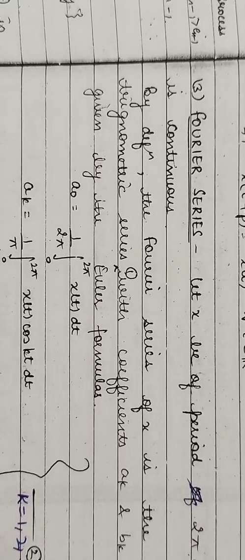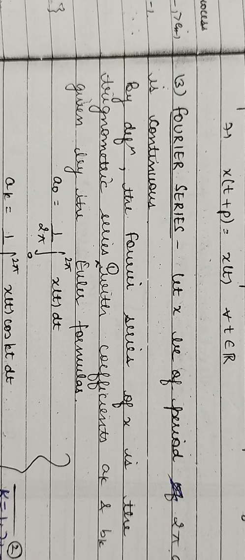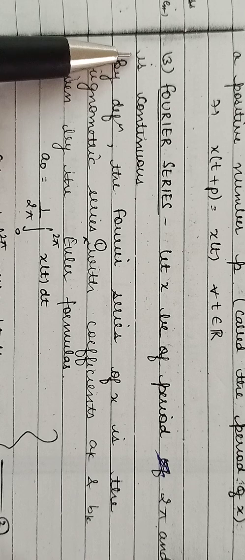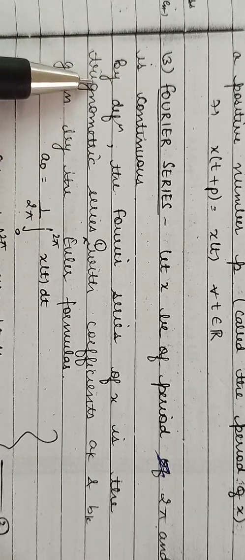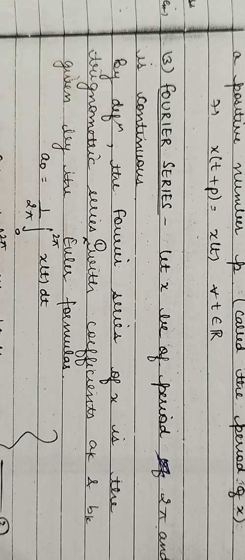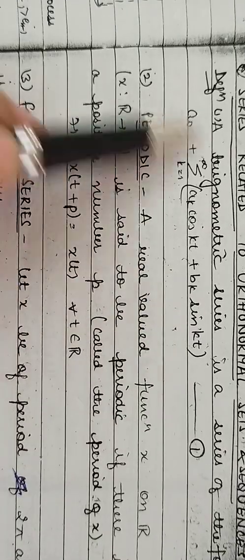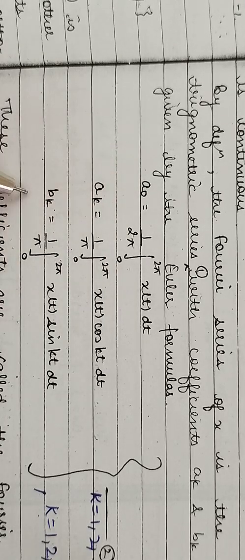Next is what is a Fourier series. If we take a function which is periodic with period 2 pi and the function is continuous, then we can define the Fourier series of the function x by x is equal to a naught plus summation ak cos kt plus bk sin kt. This is called a Fourier series, where the three coefficients a naught, ak and bk are called Fourier coefficients given by the formulas.